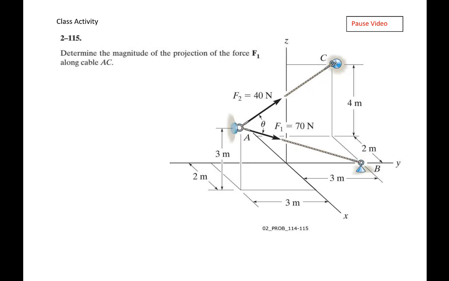Alright, let's see what you can do. Pause the video and try to find the projection of F1 onto this line. Remember, the magnitude of that force there does not matter. However, the magnitude of this force does matter. You can see there's an angle between them. You may want to solve for that angle, but you don't need to. Find the vector description of this force, find the unit vector of that line, dot them together, and we'll find the projection onto that line AC.